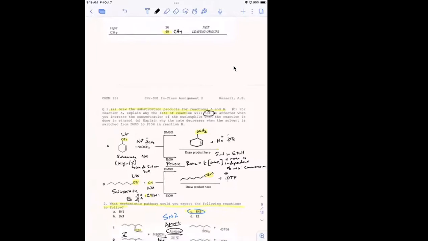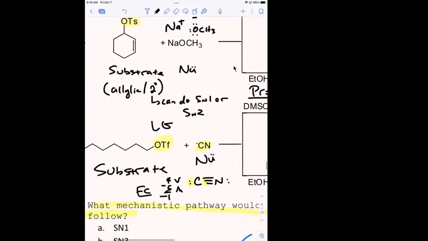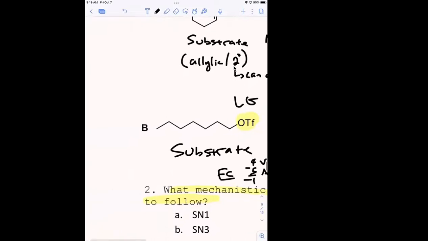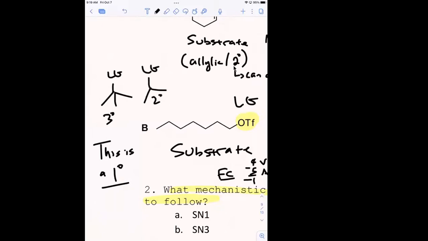Question C. Explain why the rate decreases when the solvent is switched from DMSO to ethanol in reaction B. Reaction B, what type of substrate is that? Is it primary? Is it secondary? Is it tertiary? Well, since it says the rate is affected, it must be SN2, and it could be tertiary. No, it's primary, right? Tertiary would have three groups attached to what a leaving group is. So this is tertiary, this is secondary, and this is primary.